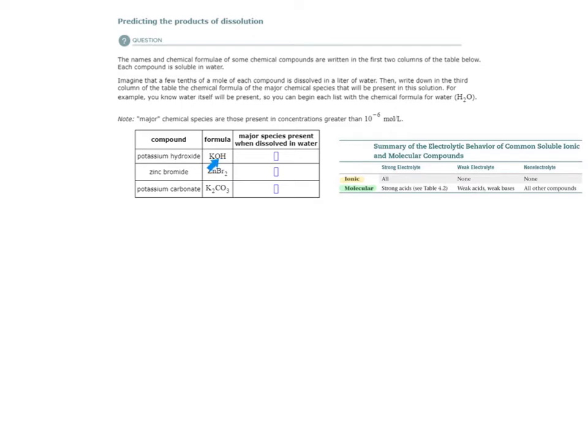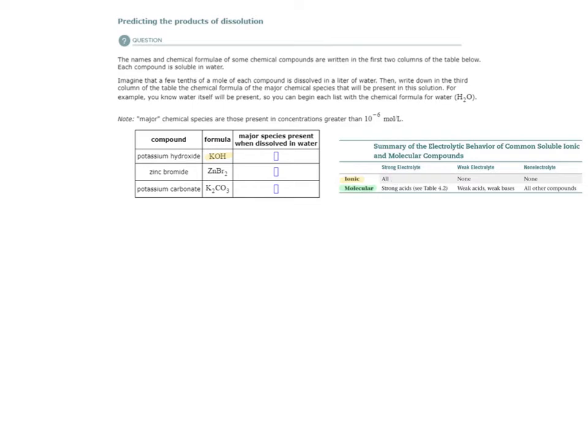And then I should recognize OH as hydroxide. So I have a cation and an anion. That is an example of an ionic compound. So we need to treat it as such. When ionic compounds dissolve, all ionic compounds are strong electrolytes. None are non-electrolytes. So when ionic compounds dissolve, what do strong electrolytes do when they dissolve?